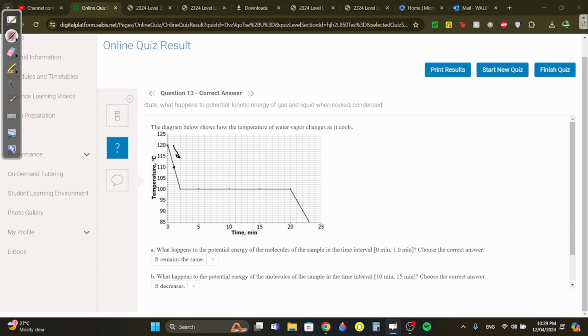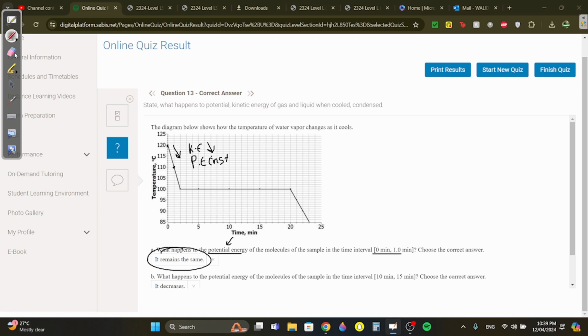Temperature is decreasing, so there is a change in temperature. If there's a decrease in temperature, that means kinetic energy goes down. Since kinetic energy is changing, the potential energy has to stay constant. So in this case, between 0 minutes and 1 minute, the potential energy remains the same.